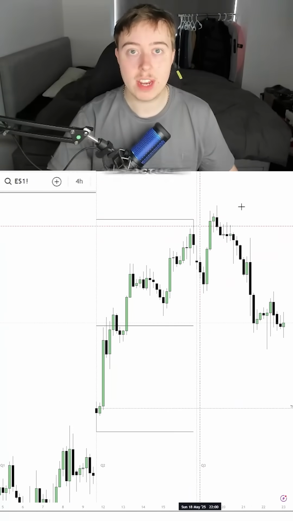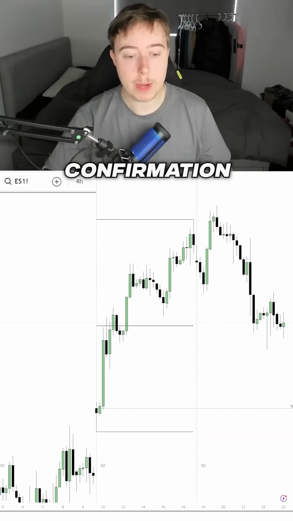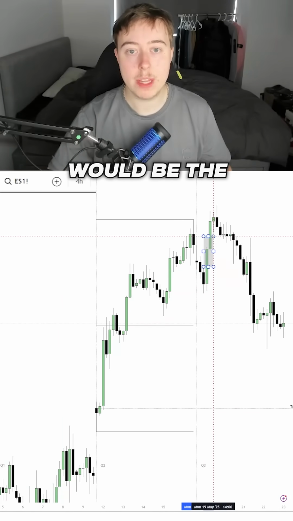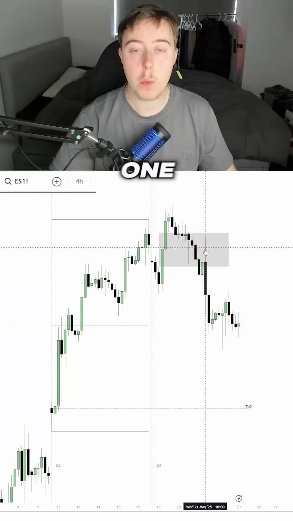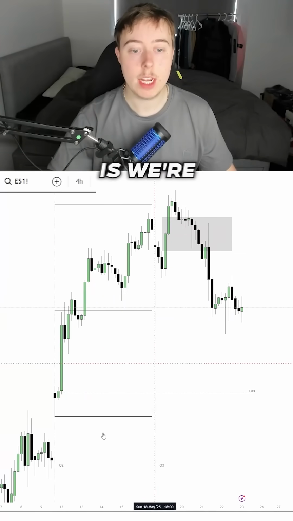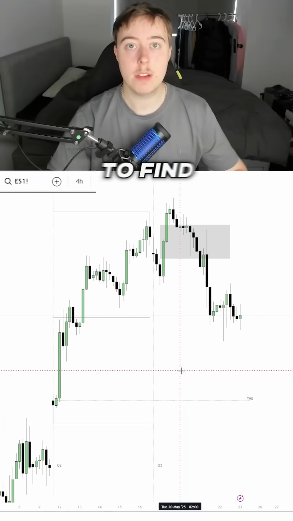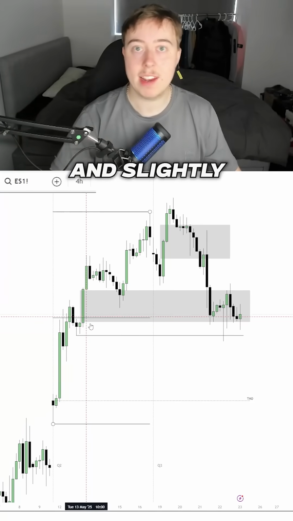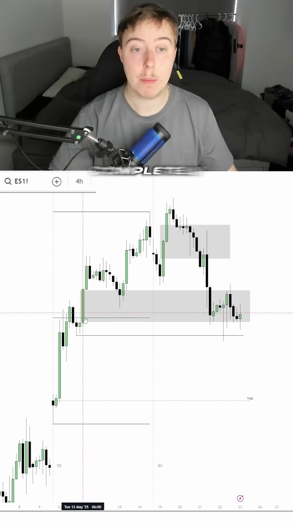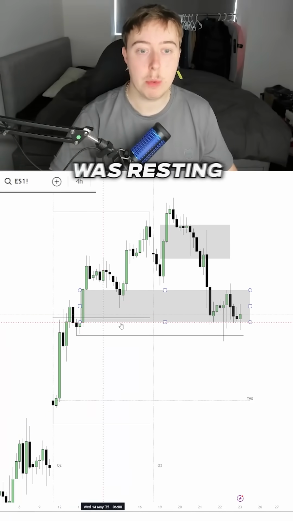So once that reversal has actually occurred with our confirmation, which in this case here would be the 4-hour inversion, price then closes below it before trading back into it one last time. And now what we're doing is we're using that previous week's range to find our targets. So you can see this gap here is slightly in a premium and slightly in a discount. Price actually filled the gap completely because the bottom of that gap was resting in a discount.